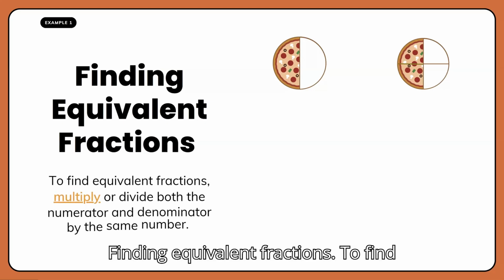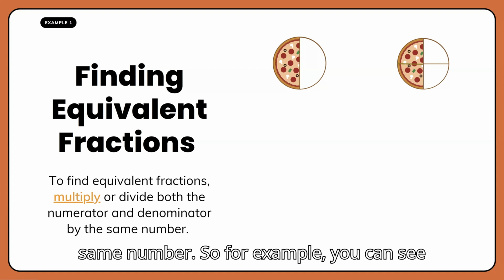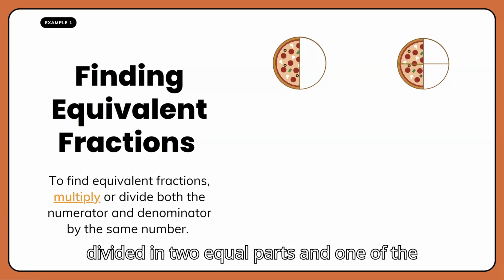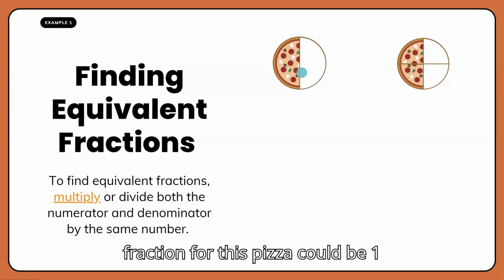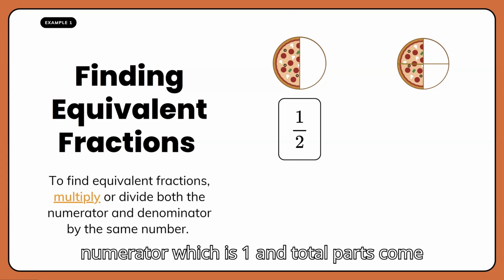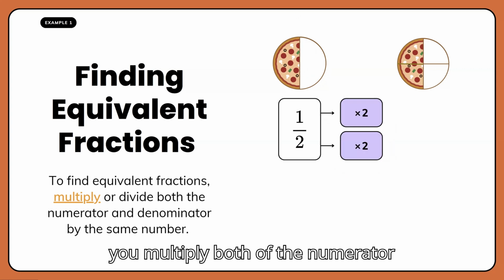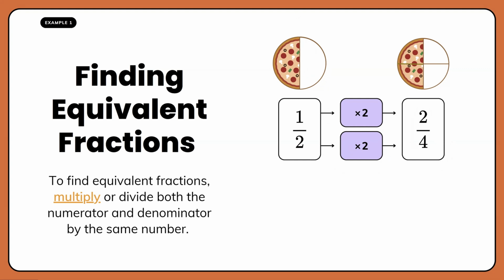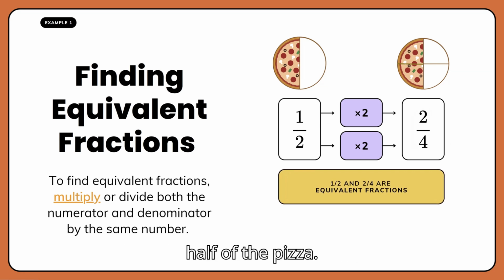So, finding equivalent fractions. To find equivalent fractions, multiply or divide both the numerator and denominator by the same number. For example, you can see this pizza over here. This pizza is divided into 2 equal parts and one of the parts is shaded. So the fraction for this pizza could be 1 over 2. The shaded part comes in the numerator, which is 1, and total parts come in the denominator, which is 2. Now if we multiply both the numerator and the denominator by 2, that would equal 2 over 4. 1 over 2 and 2 over 4 are equivalent fractions because both of them represent half of the pizza.